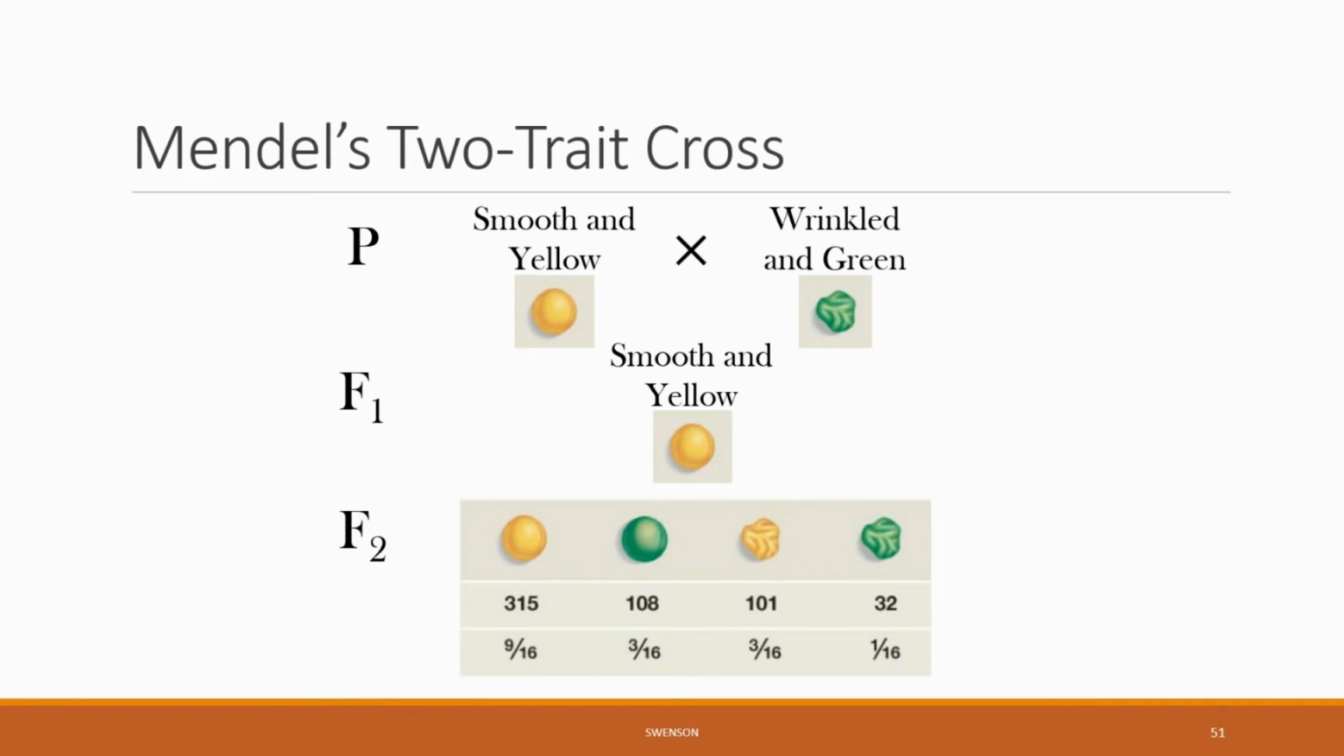So 100% of the F1 was smooth and yellow, but in the F2, 9 out of 16 were yellow and smooth, 3 out of 16 were green and smooth, 3 out of 16 were yellow and wrinkled, and only 1 out of 16 was both green and wrinkled.